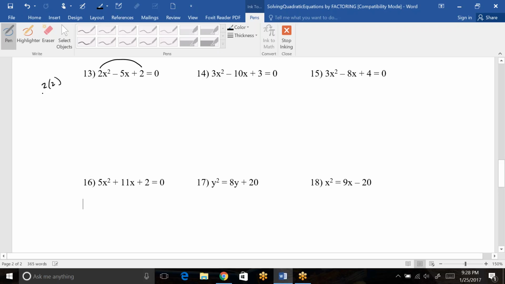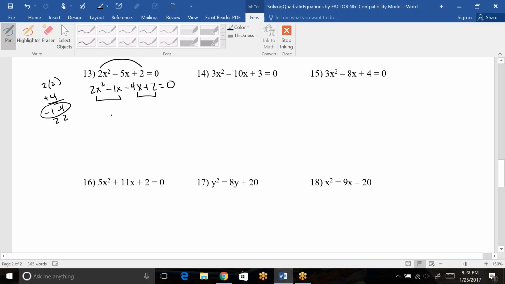So 2 times 2 would be 4. Factors of 4 are 1 and 4 and 2 and 2. They need to add to -5 and multiply to +4. So it's going to have to be -1 and -4. You then write that as, remember, 4 terms by splitting the middle. So -1x minus 4x plus 2 equals 0. It doesn't matter which one you write first.